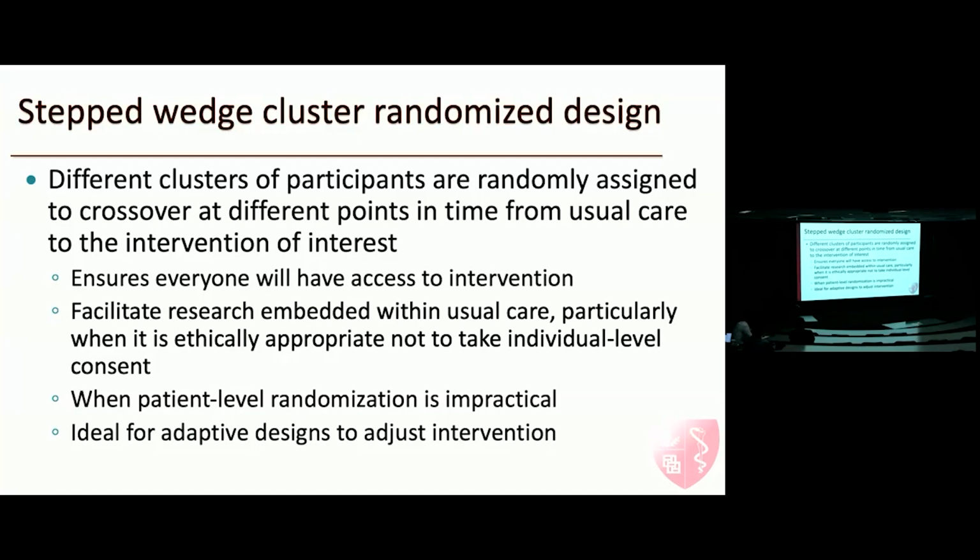But what it does do is ensure everyone will have access to the intervention. For us, we couldn't imagine telling an IRB that half the patients will not get an intervention if they were identified as frail. So the stepped wedge design made sense for us, in that eventually each site will get the intervention for frail patients. And it facilitates research when it's embedded within usual care. So particularly when it is ethically appropriate not to take individual-level consent. So if a patient is high risk, why wouldn't we give them a chance to be optimized?